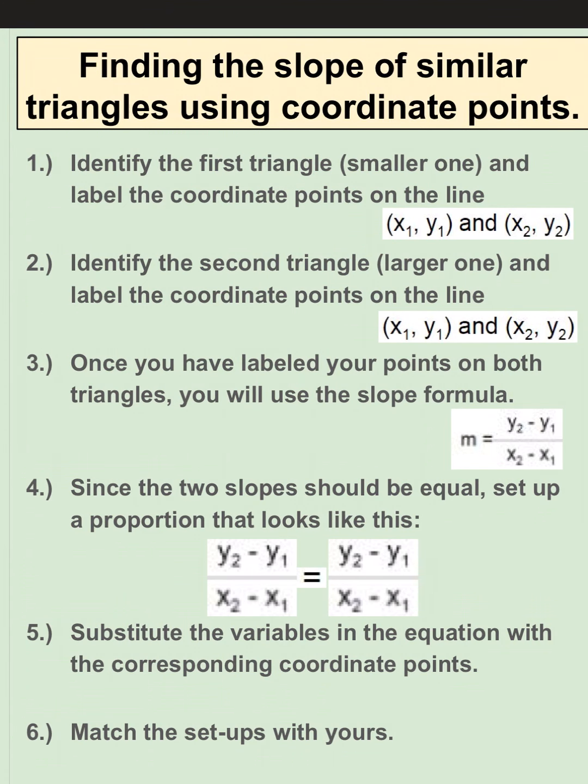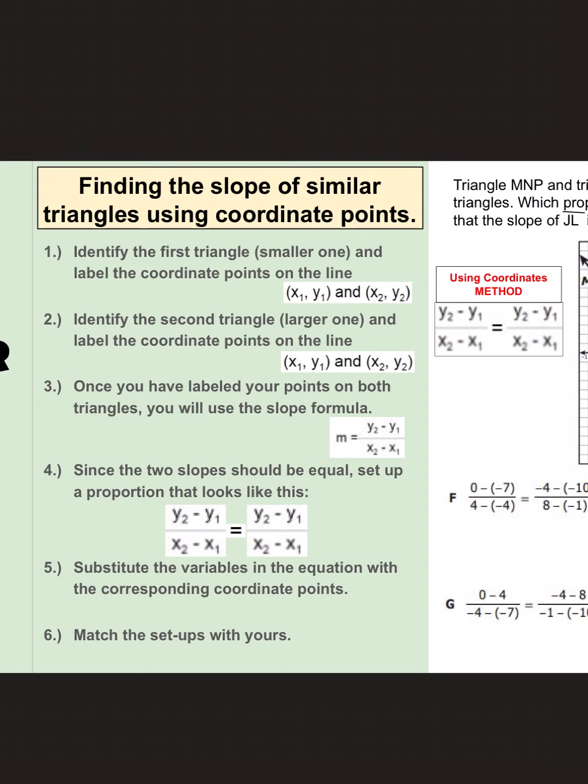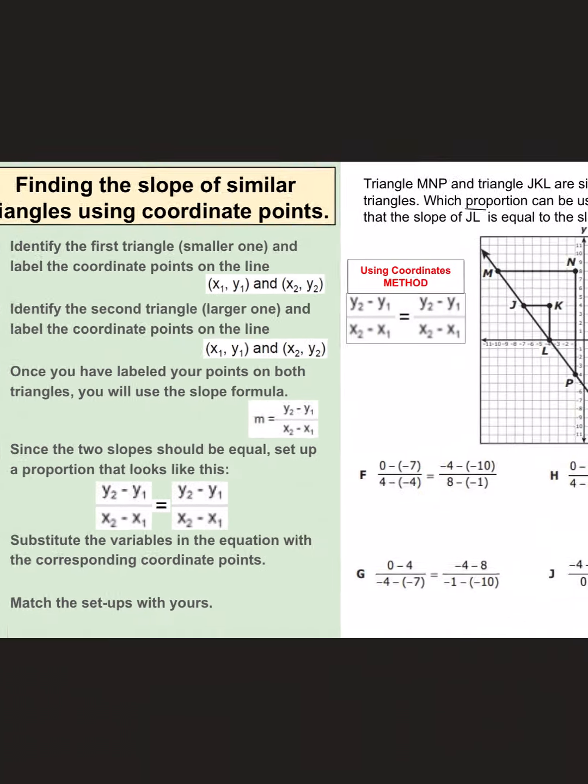So we can see here in the directions. So we're going to identify the first triangle, the smaller one, and label the coordinate points on the line. Identify the second one, label the coordinates, and after we label our points, we're going to use our slope formula by setting up this proportion. Since the two slopes should be equal, when you set up the proportion, it's all going to work out. So let's take a look. Let's do what it says over here.